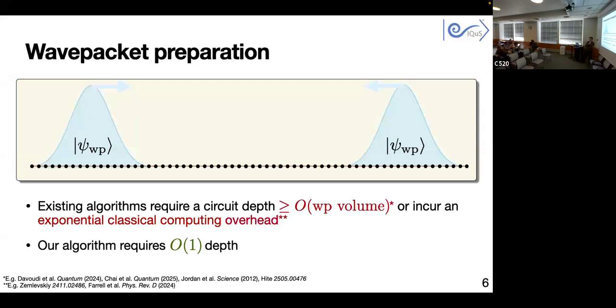While this is efficient formally, it's only polynomial in the wave packet volume or the system size. This kind of precludes any demonstrations in the near term, just because of the circuit depth that is required to have a large wave packet. And other methods that don't encounter this problem usually come with an exponential classical computing overhead. These are both prohibitive. But the algorithm that we introduce requires constant depth, and so this really enables us to do these things on devices that are available today.